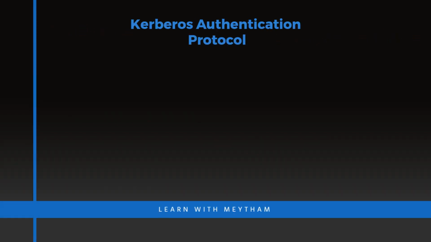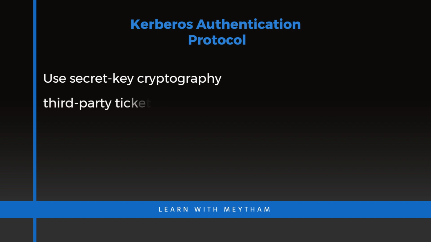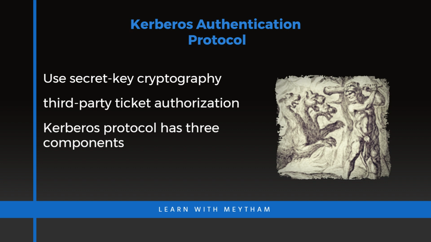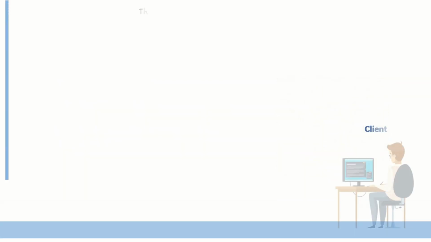Now, let's dive into the Kerberos Authentication Protocol. Kerberos is a robust network authentication protocol designed to provide strong authentication for client-server applications by utilizing secret key cryptography. This cryptographic approach, combined with third-party ticket authorization, makes Kerberos a highly secure authentication method. MIT developed this protocol as part of the Athena project. The protocol derives its name from Cerberus, the three-headed dog of Hades in Greek mythology. This choice of name reflects the core components that the Kerberos protocol embodies.